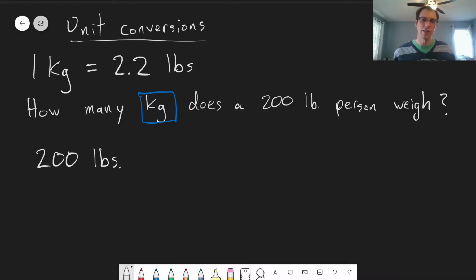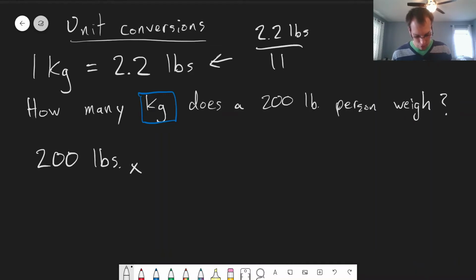The way that I do this, and many people do this, is to create a fraction that's equal to 1. If we multiply by something that's equal to 1, we don't change the value at all. If we take 20 times 1, it's still 20. We know that these two are equal to each other, so we can make a fraction equal to 1 if we take 2.2 pounds over 1 kilogram. That's equal to 1, once we cancel out the units. These are equivalent to each other. So if we multiply by a fraction that's equal to 1, we don't change the value. We're just switching the units it might be represented in.